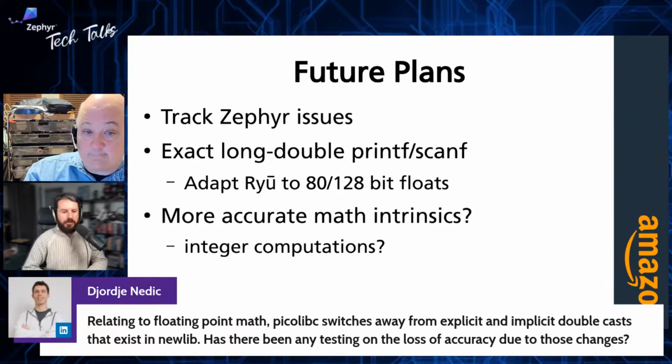There's a question from Georgia relating to floating point math. Picolibc has switched away from explicit and implicit double casts that existed in newlib. Has there been any testing on the loss of accuracy due to those changes? That's a really good question. So I don't know if Georgia is thinking about the same part of the code that I'm thinking about, but about 5 years ago or so, ARM submitted some patches to newlib to change how some of the intrinsics were computed.